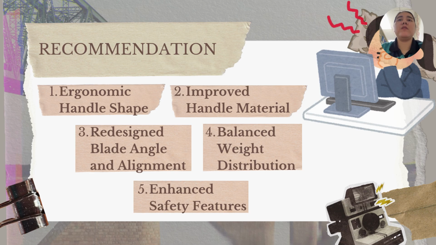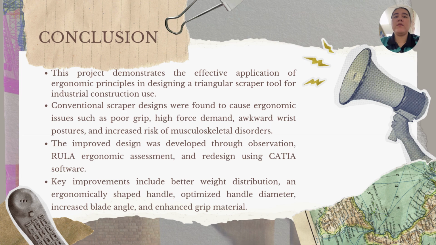sustainable industrial construction practices. For the conclusion, this project demonstrates the effective application of ergonomic principles in designing a triangular shaped tool for industrial construction use. The conventional scraper design was found to cause ergonomic issues such as poor grip, high force demand, awkward wrist posture, and increased risk of musculoskeletal disorder. The improved design was developed through observation, ruler, ergonomic assessment, and redesign using CATIA software.